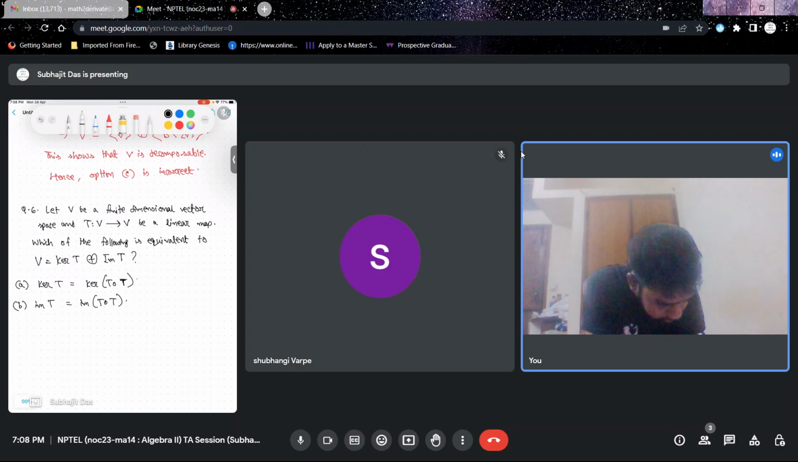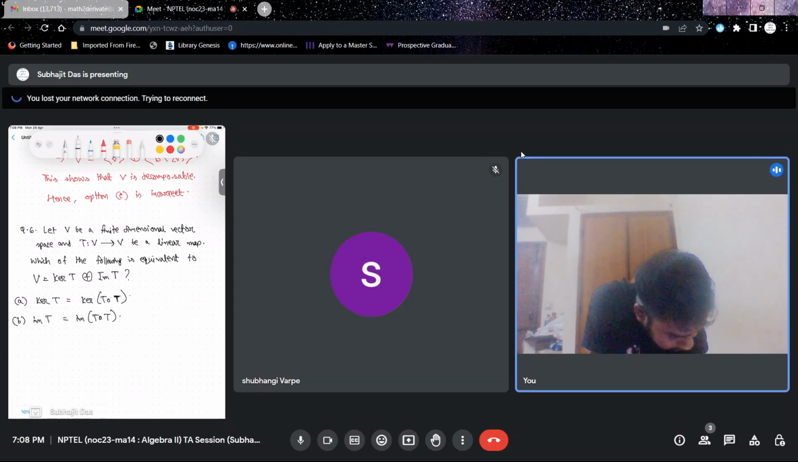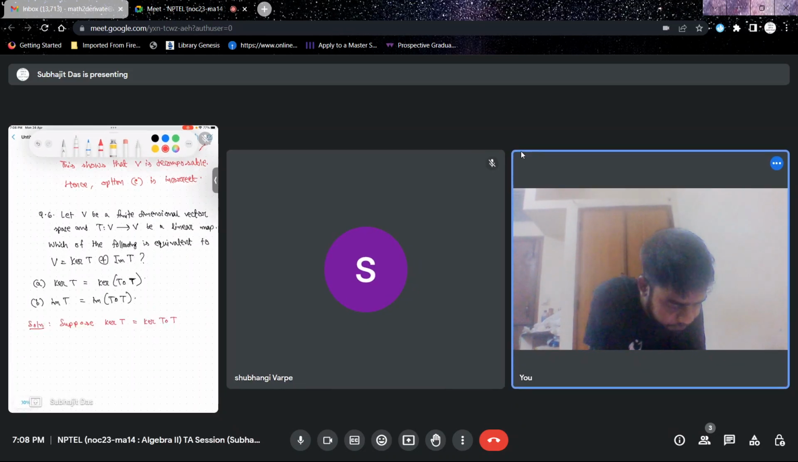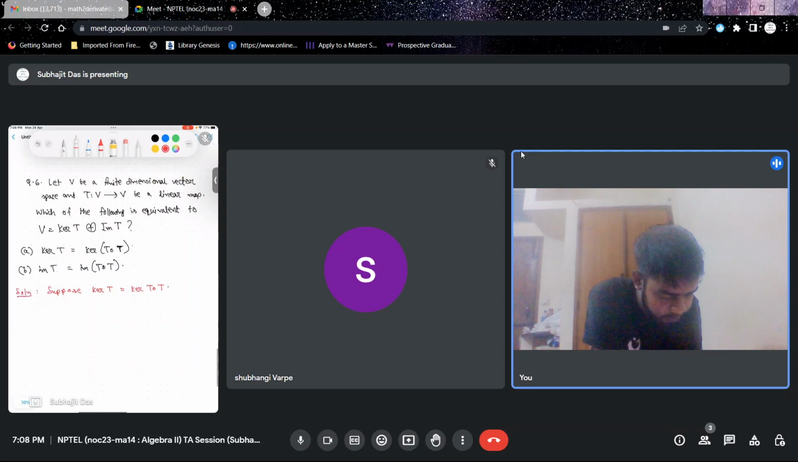So suppose kernel of T is equal to kernel of T composed with T, then what you need to show is whether V is equal to kernel of T direct sum image of T or not, right? So first of all, can we claim from this, if the kernel of T is kernel of T square, can we say that kernel of T intersection image of T is 0?